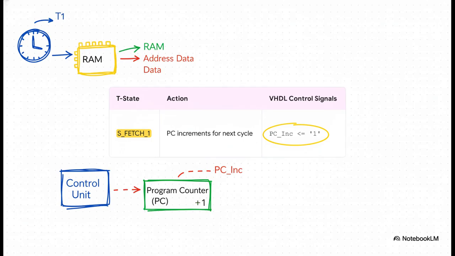In the very next state, T1, the RAM is off doing its thing, trying to find the data at the address we just gave it. But while that's happening, the control unit doesn't just sit around and wait. No way! It sends out a PC_inc signal, which tells the program counter to go ahead and increment. Think about that. It's already getting ready for the next instruction cycle before this one is even done. This kind of multitasking is exactly why modern CPUs are so ridiculously fast. Every single nanosecond is put to work.